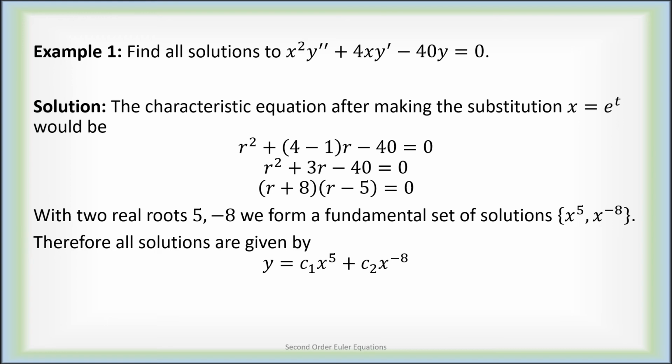But the Euler equation is not quite the same thing, and after making the substitution x equals e to the t, you do end up with a constant coefficient equation, but a subtly different one. Instead of y double prime plus 4y prime minus 40y equals 0, you would end up with the second t derivative of y plus 3 times the first t derivative of y minus 40y equals 0, so the characteristic equation is slightly altered. This middle term gets a minus 1. Also, your solutions are now of the form e to the t to a power, which ends up being x to a power.